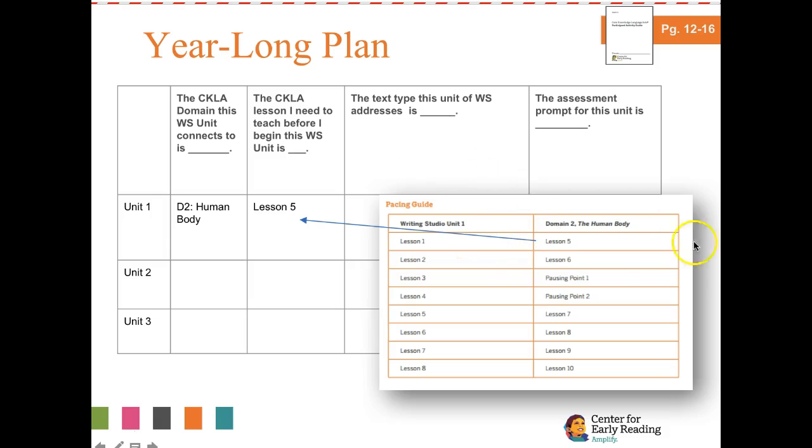So the very first lesson, Writing Studio Lesson 1, ties directly to Lesson 5 of the human body. What this means is I should not start Writing Studio Unit 1 until I have taught Lesson 5 of the human body. So I can start this Writing Studio unit on or before the day I teach Domain 2, Lesson 5 in CKLA. So what you would write here is Lesson 5. In order to find the answer for the next box, you'd have to go to the next pacing chart because remember, this is just Unit 1.